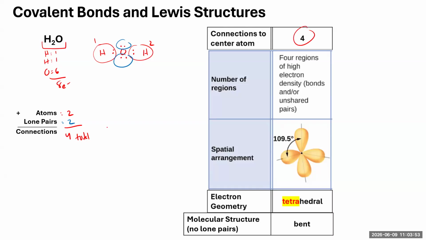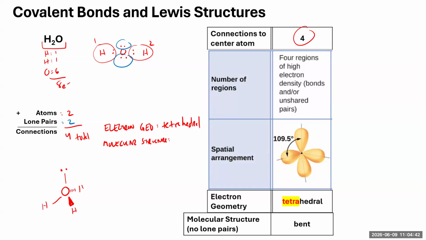So the electron geometry is tetrahedral. Now we're also going to look at something called molecular structure. I'm going to draw water now as a 3D molecule, right? So it's going to look like this. Oxygen. I'm going to put the lone pairs here just so we can see it. I'm going to put a hydrogen here, and another hydrogen coming out front because I really want you to see the shape that it ends up being.